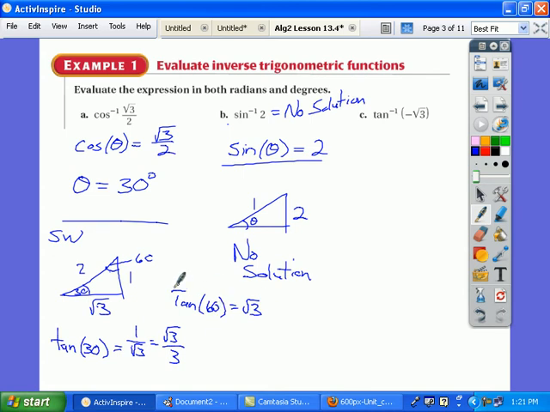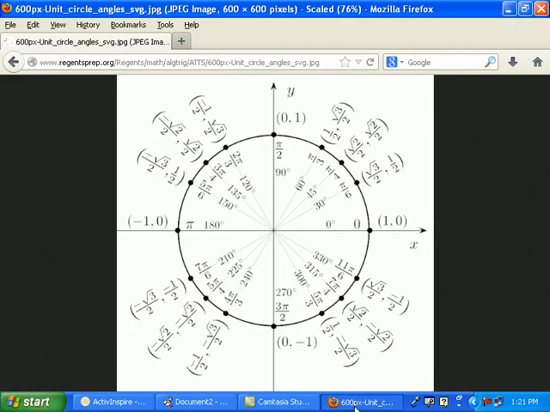Also, if you want to know tangent of 45, well, it should be y over x, but it's radical 2 over 2 divided by radical 2 over 2. So tangent of 45 is just 1. Yep, so let's go back. Make sure we get those down. Tangent of 60 is radical 3. Tangent of 30 is radical 3 over 3.